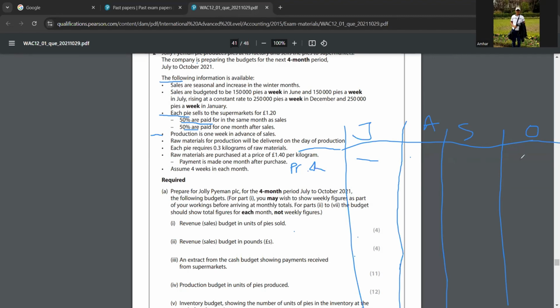For October, 210,000 into 3. Now you got the value for production for this month. So now what you have to do is next column, production for next month. Okay, that is one extra month. So what you have to do, they're saying in the question, they're saying production is 1 week in advance of sales. So this August.